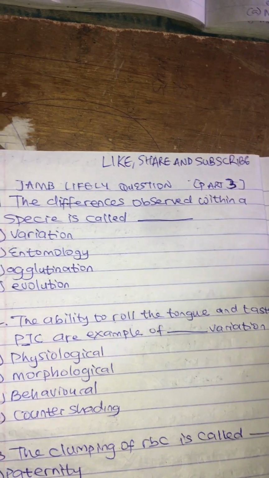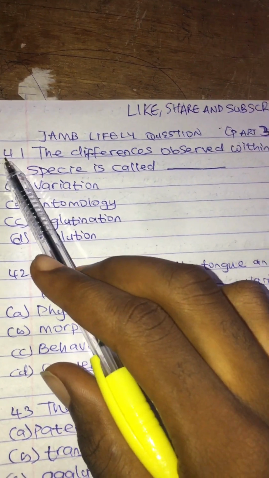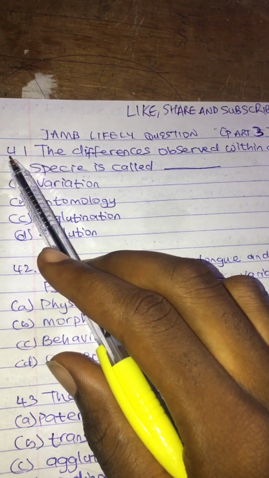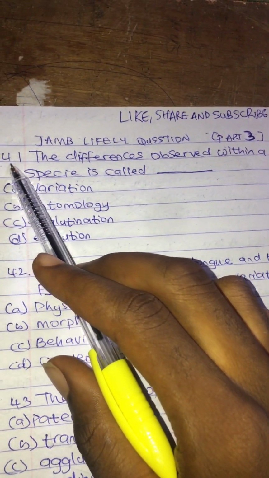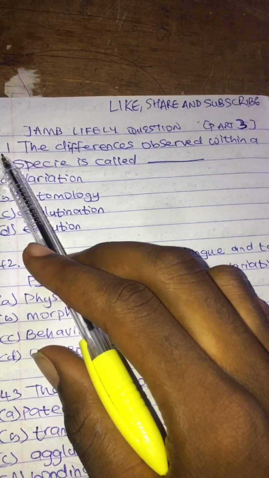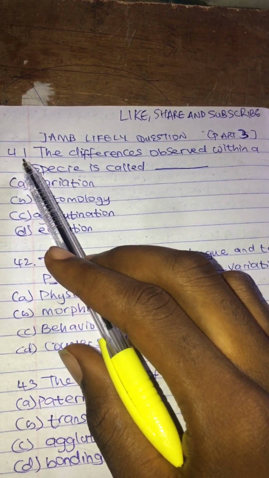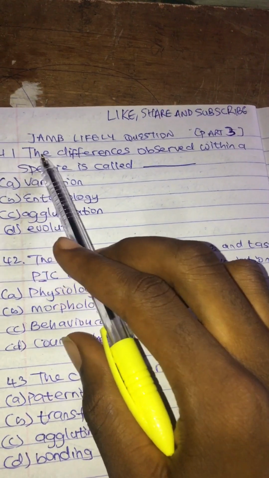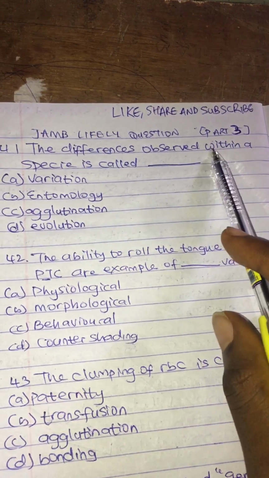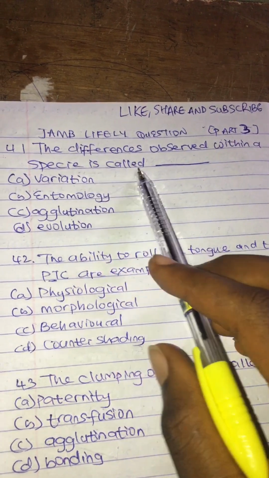So guys, let's continue. Question 41. In the last episode we stopped at question 40. So if you are just watching this video, go and watch the other videos so as to have a better understanding of it. Question 41. The differences observed within a species is called dash.